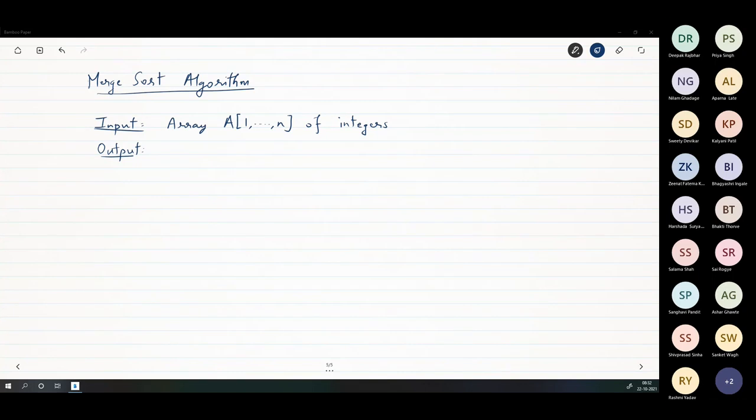Okay, so we are trying to sort an array. Sorting is clear. What is the meaning of sorting?